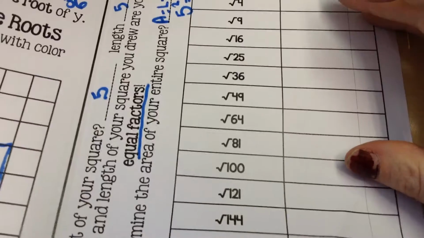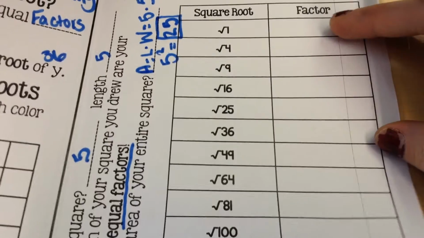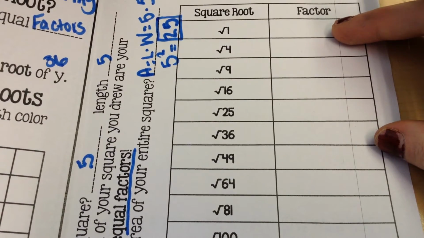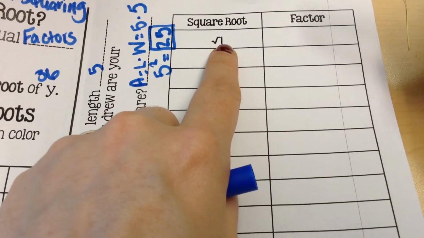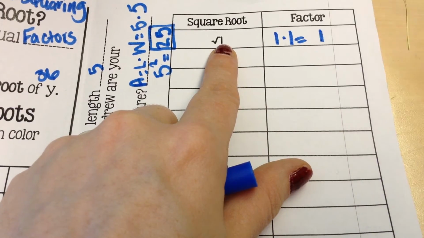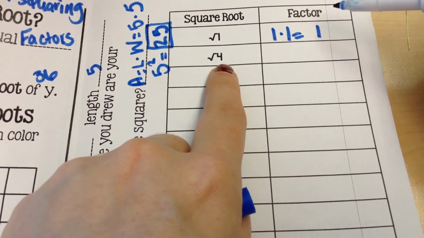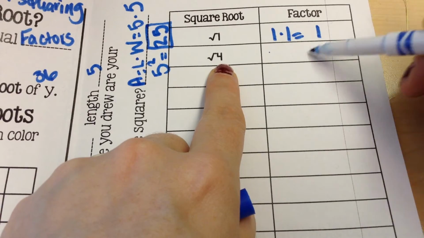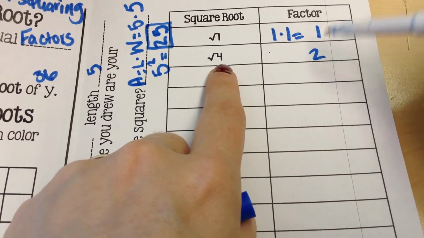You should be able to know the first 20 perfect squares off the top of your head. You should not need a calculator for any of these. So the square root of 1. The factors of 1 are 1. So 1 times 1 equals 1. So the square root of 1 is 1. The factors of 4 that are the same are 2, because 2 times 2 is 4. So the square root of 4 is 2.